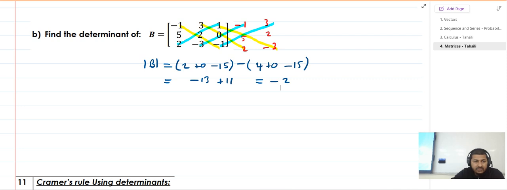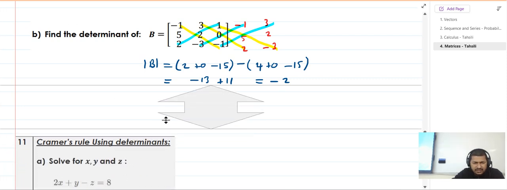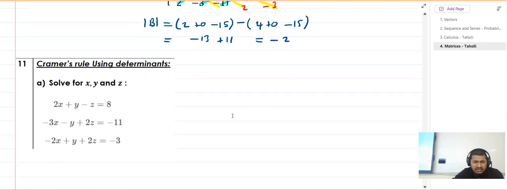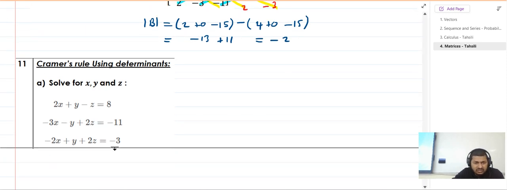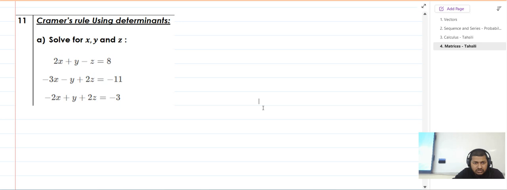Next one. Now, where do we use these 3 by 3 determinants? Mostly for solving equations with Cramer's rule and stuff. So there's a lot of work to be done here. I want to solve for x, y and z. I'm just going to solve for x and y, substituting into the first equation and then find z. So we're going to find D, the main determinant. The main determinant will be 2, -3, -2, 1, -1, 1.